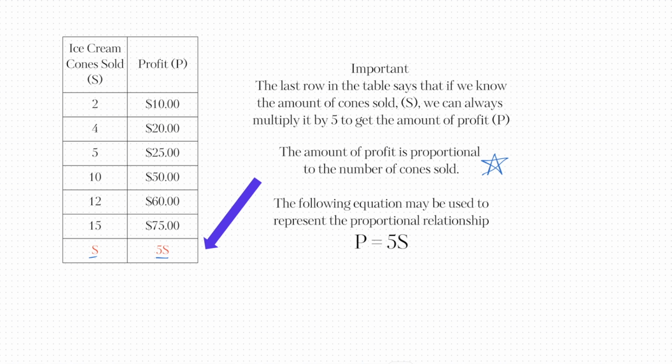So the following equation may be used to represent the proportional relationship: P equals 5S. Let's test this. Say, for example, I plug in 10 for S. 5 times 10 is 50. If you look over here, here's the profit. It equals 50. That works for any of these. Let's do it with this one. If I plug in 2 for S, 5 times 2 is 10. And just to double check, here it is. Profit is $10.